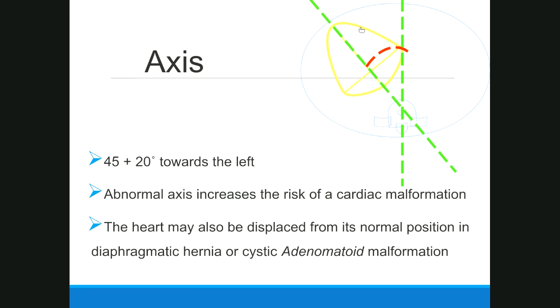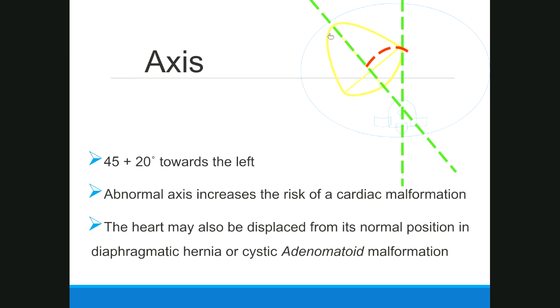In terms of the axis of the heart, it's roughly 45 degrees off the midline. This should say plus or minus. 45 degrees plus or minus 20 degrees. 45 degrees to the left, plus or minus 20 degrees. If it's not a perfect 45 degrees, that's okay.